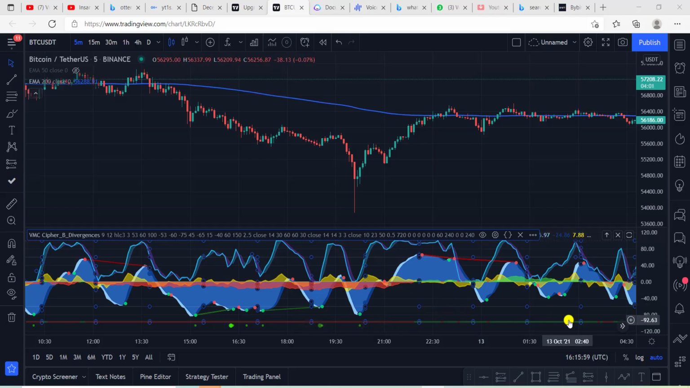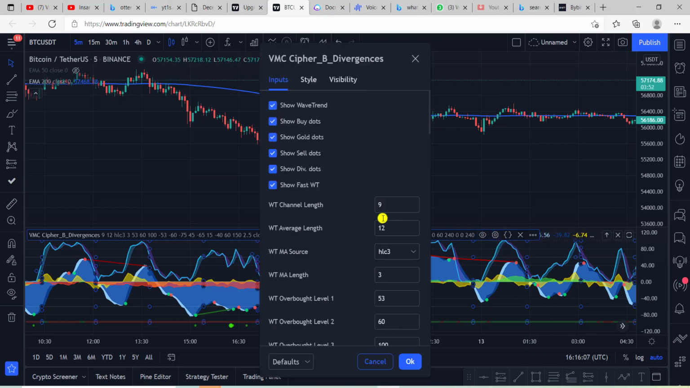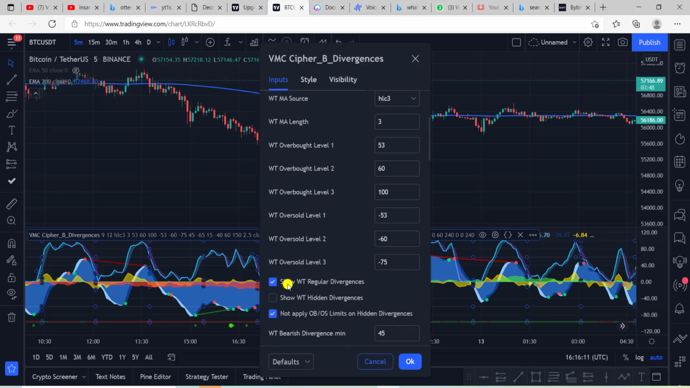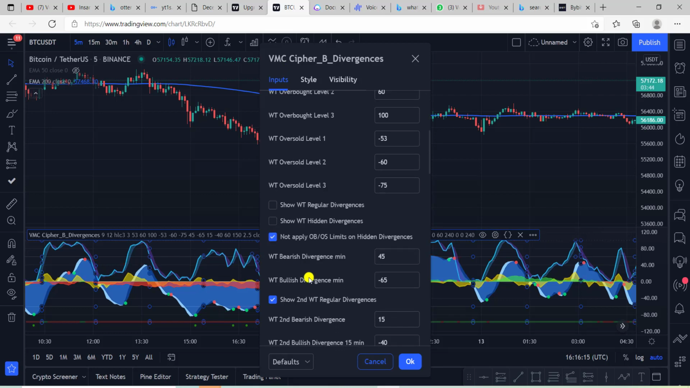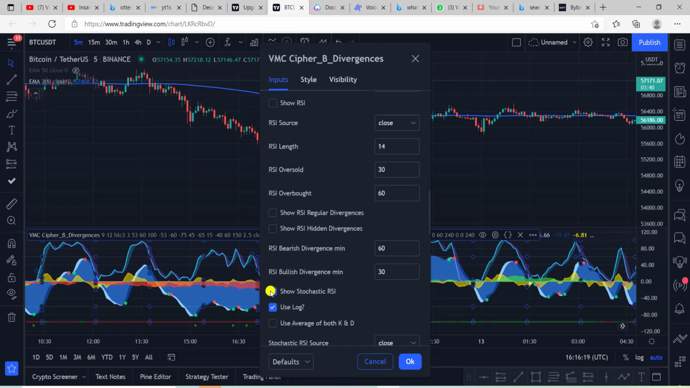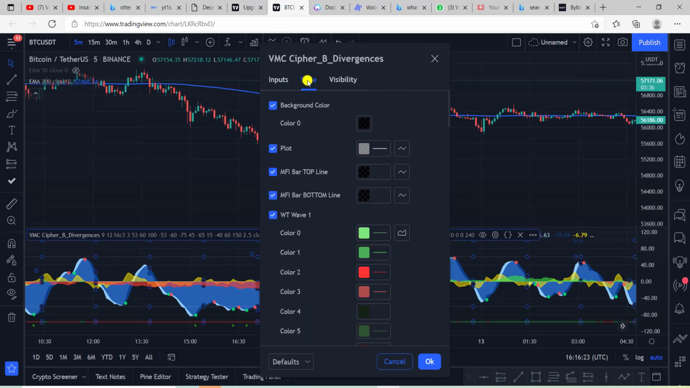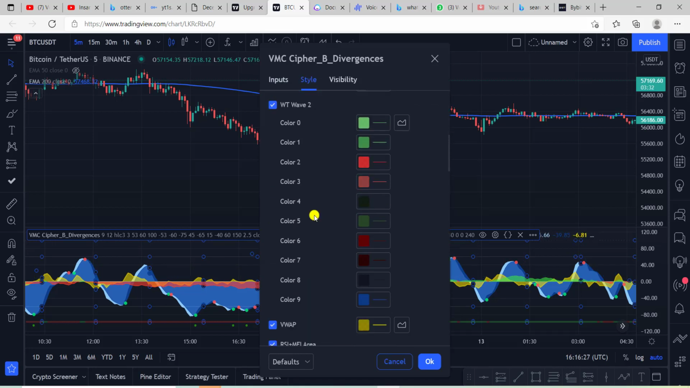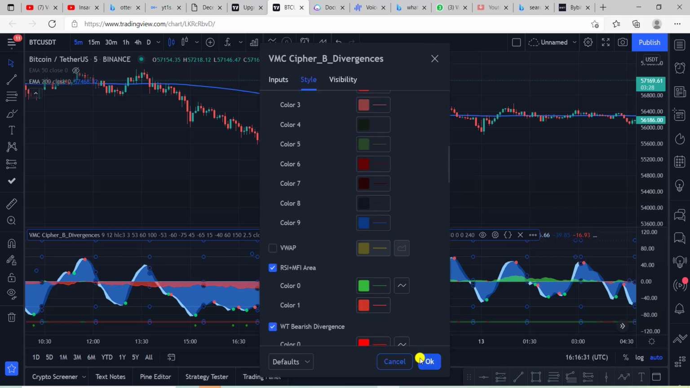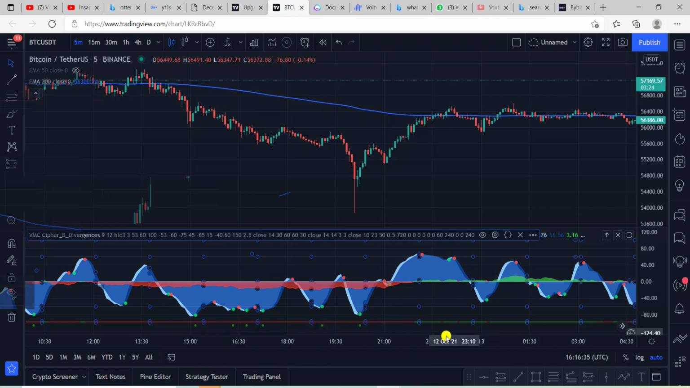Take note that we are not going to be reading all of these in this strategy, so we will need some changes in the Fu Manchu indicator. Go to the settings, and under the input, we are going to untick the regular divergences. We will also get rid of the stochastic RSI as well, then we'll go into style and get rid of the VWAP. Okay, so now it's going to be looking quite a bit more plain.